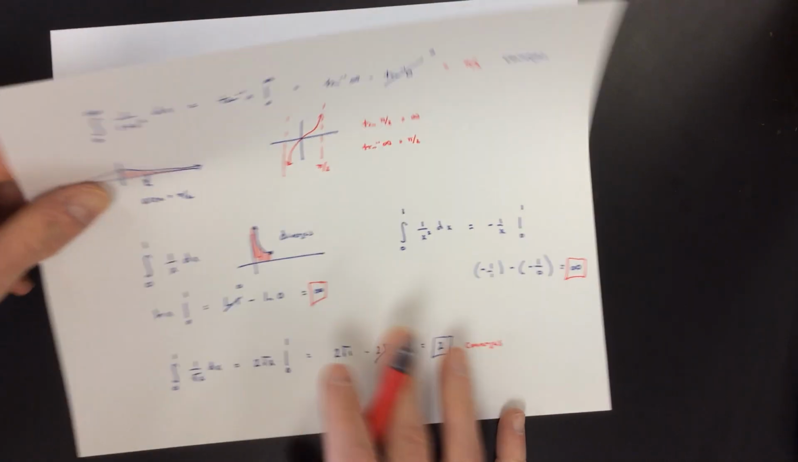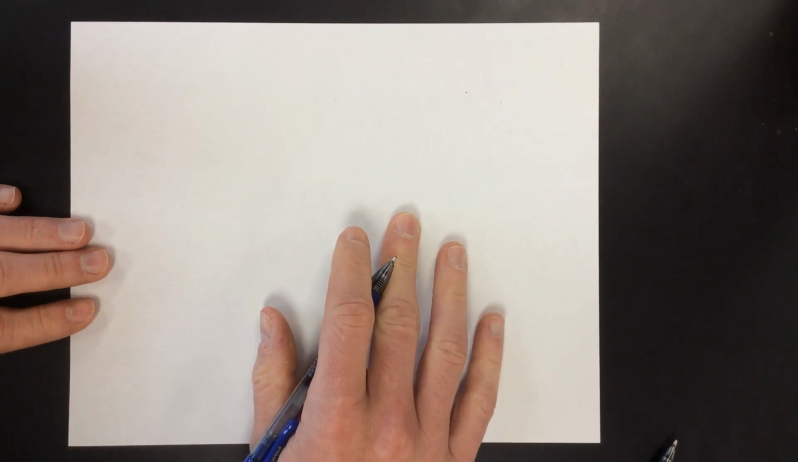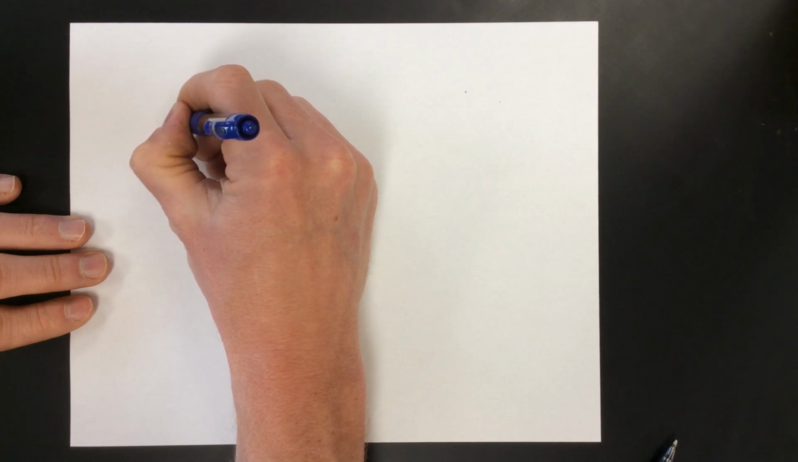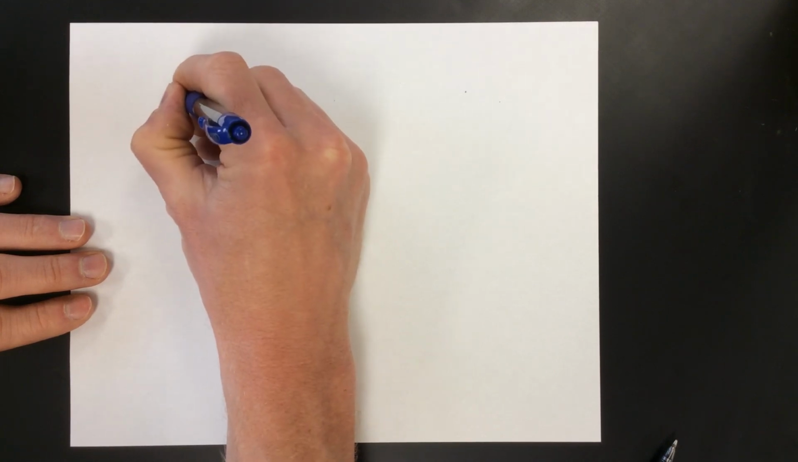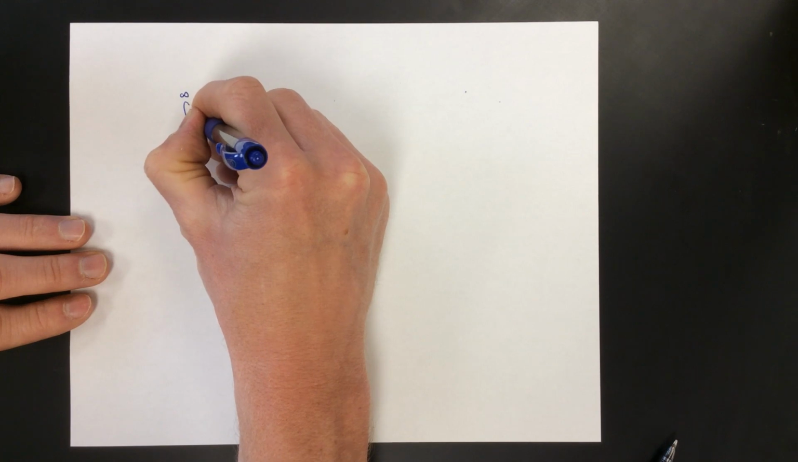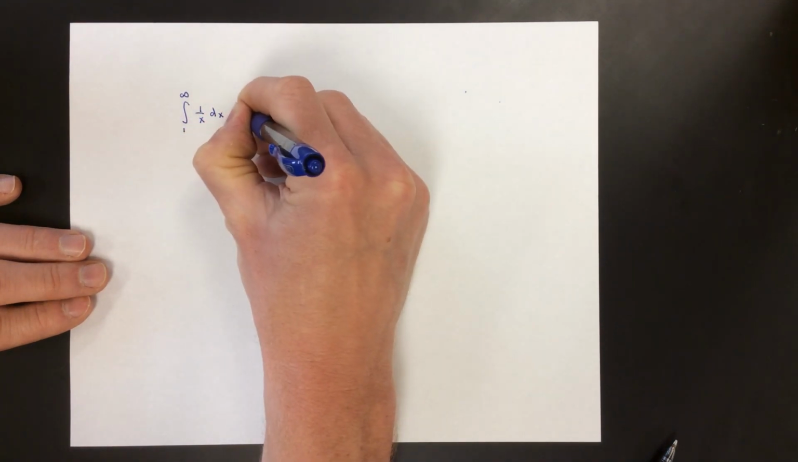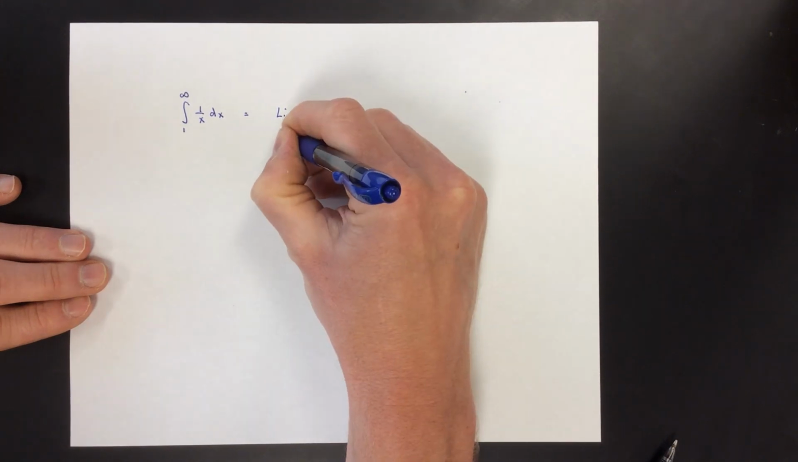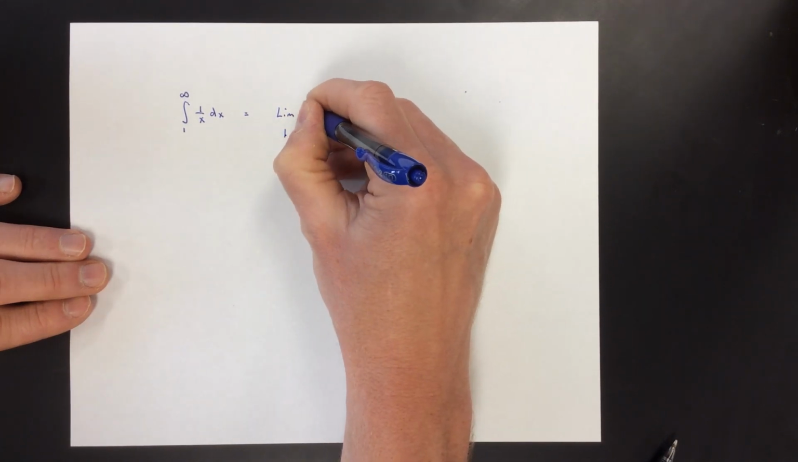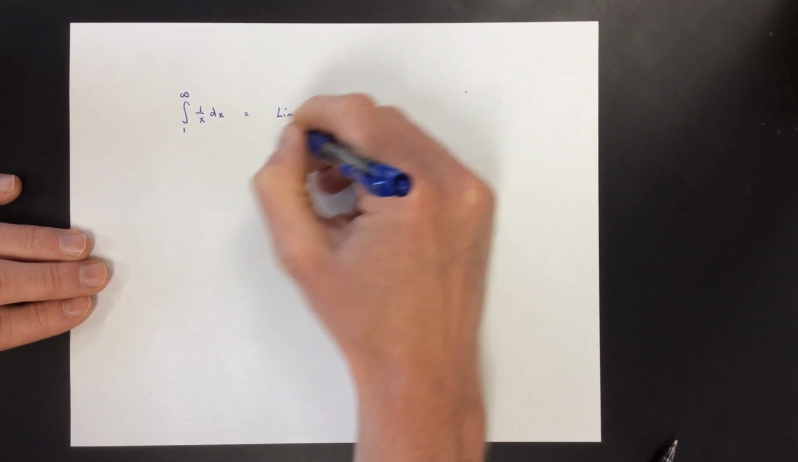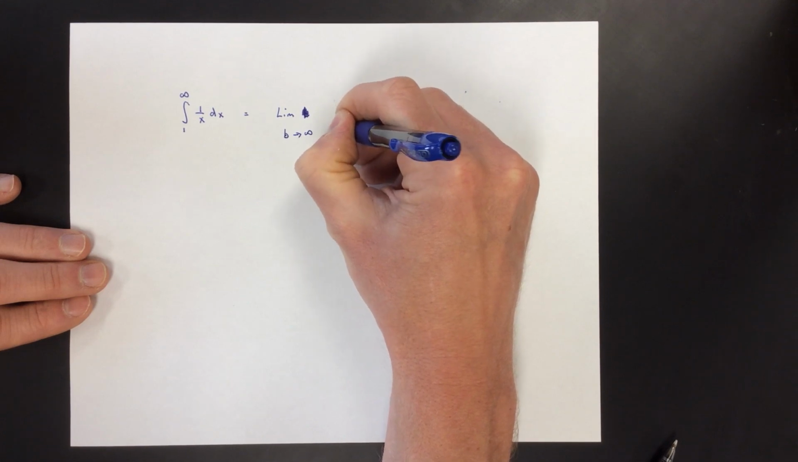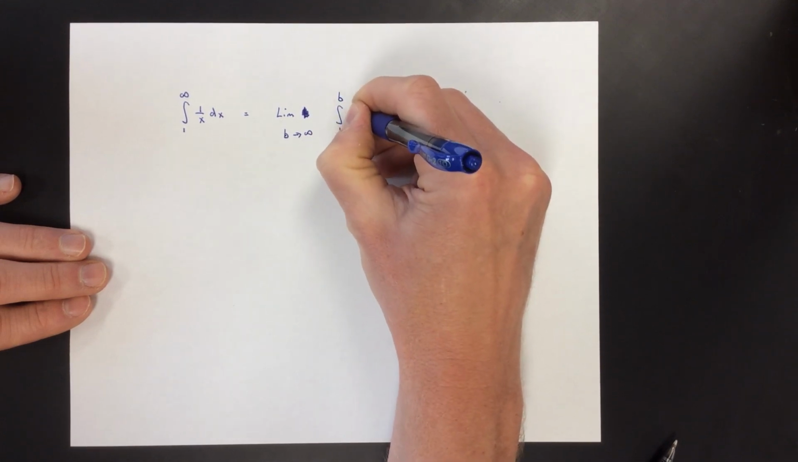Occasionally, if you look maybe in a textbook or some college website, you might see something like this. If you saw this, they might do something silly and say this is really the limit as b goes to infinity of the integral from 1 to b of 1 over x dx.